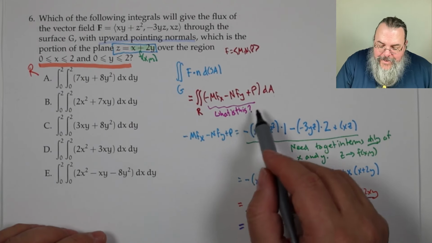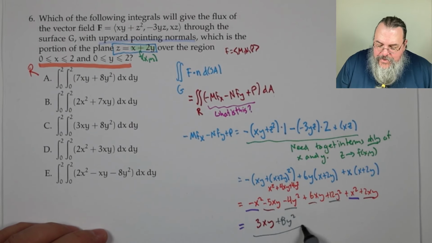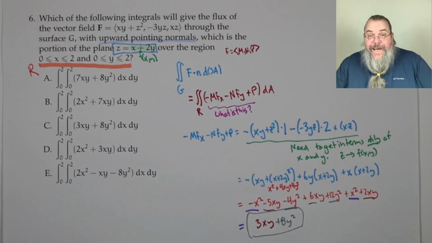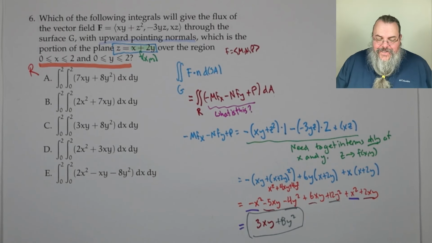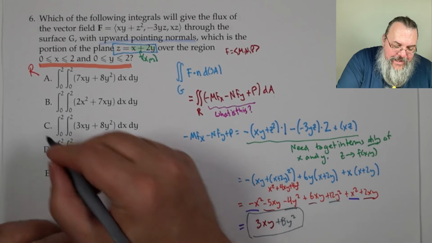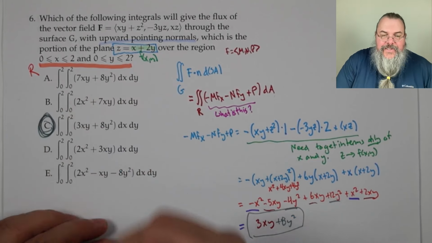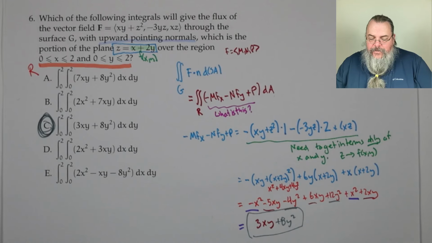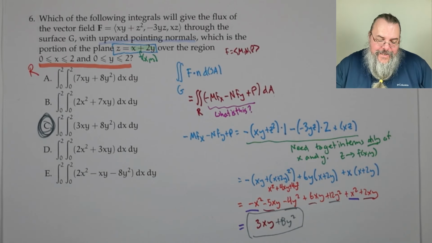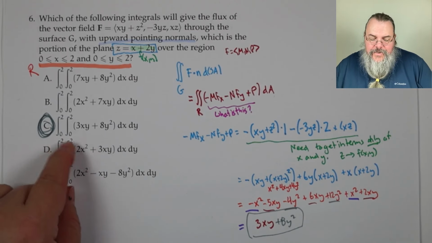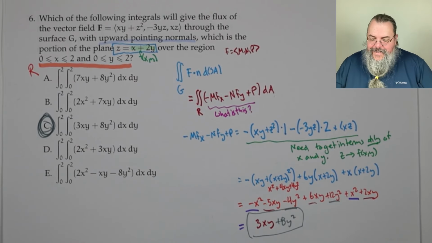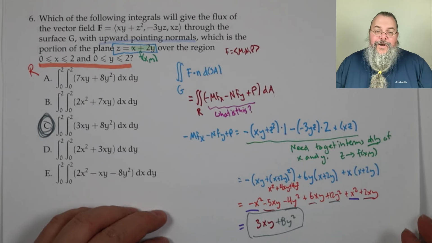So, what is this? Well, the answer is 3xy plus 8y squared. So that's what we need to be integrating over our region. And so, our answer is C. 3xy plus 8y squared, the integral over our region, which is 0 to 2, 0 to 2. And there we go. Woohoo!